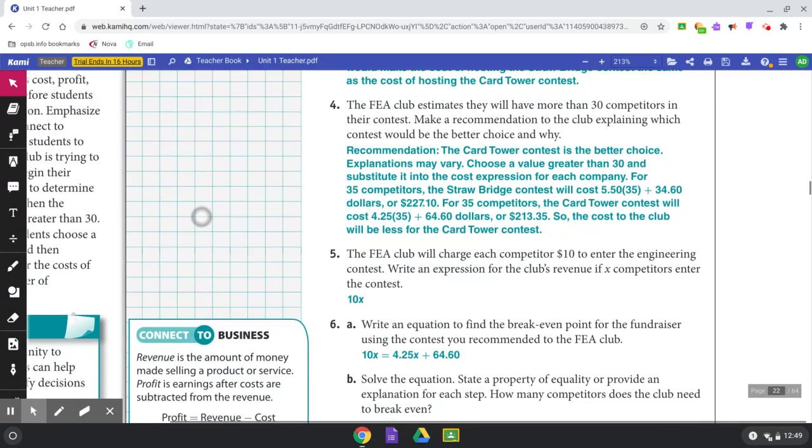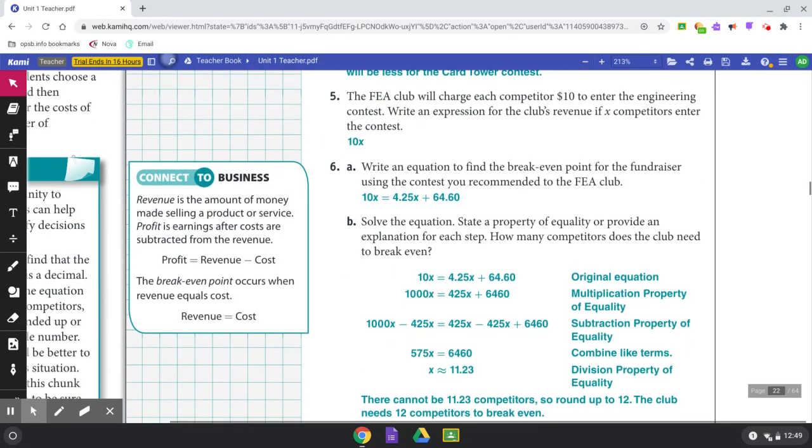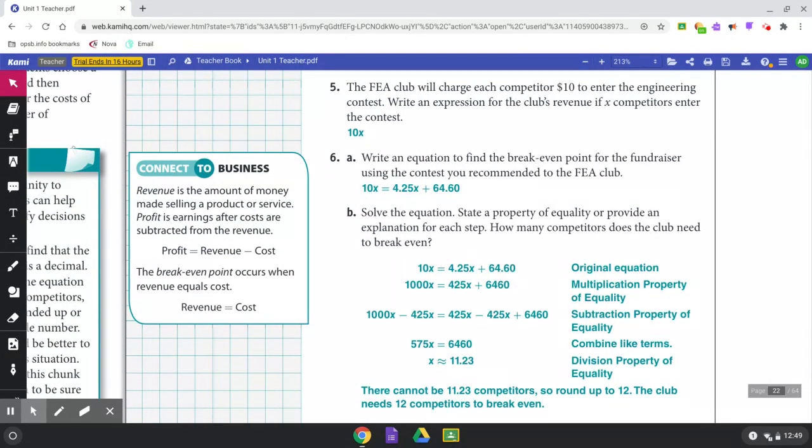Okay, number 5, the FEA Club will charge each competitor $10 to enter the engineering contest. Write an expression for the club's revenue if x competitors enter the contest. Well, it's going to be $10 times however many competitors you have. That would be the entrance fee. $10 for each competitor, where x represents the number of competitors, so it's 10x.